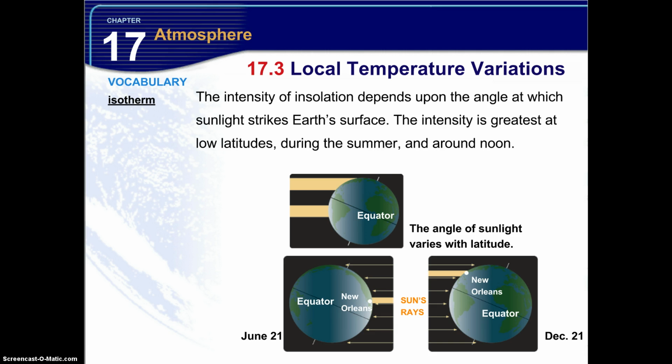For the time of year, locations in the middle latitudes like the United States get near vertical rays in the summer, so the summers are hot. The angle of the sun is less vertical in the winter, so the middle latitudes are cold. So if you're looking at this diagram, New Orleans obviously would be hotter on June 21st and cooler on December 21st.